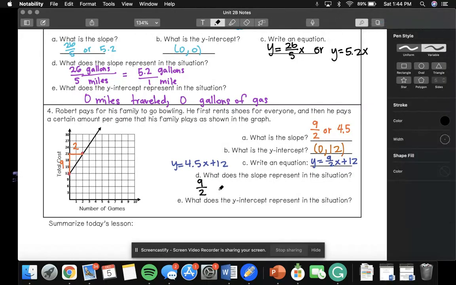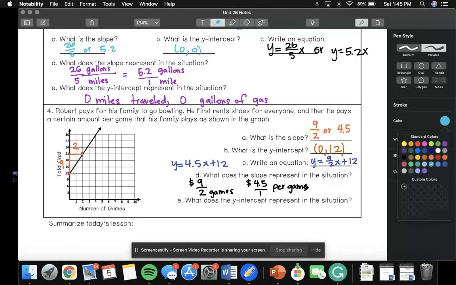Okay, so 9 over 2 is the slope. What does that represent? Well, the rise is the cost, so it's $9. The run is 2 for number of games. Okay, so if you did 9 over 2, it would be $9 for every 2 games. If you used 4.5, go ahead and put what you think that means. So 4.5 would be 4.5 over 1, so that would be the cost for per game.